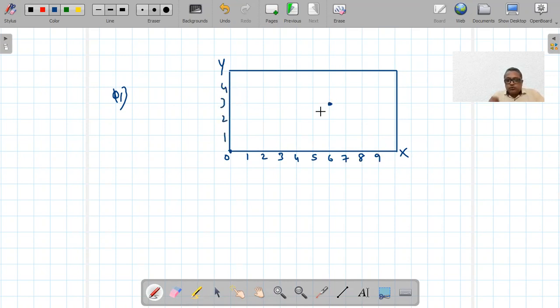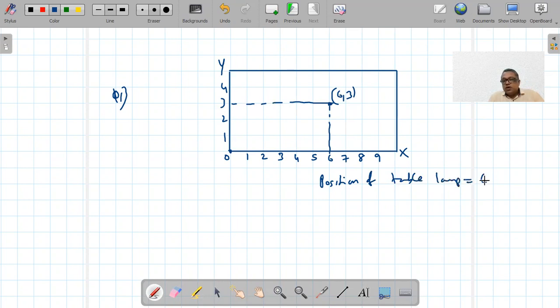Now, if I want to tell the position of the table lamp to another person, this is going to be 6, 3, because when I'm drawing a vertical line, it's intersecting at 6. And here when I'm drawing a horizontal line, it's intersecting at 3 on the y-axis. So the position of the table lamp will be 6, 3. It depends on where you are putting the table lamp. You can put it anywhere. Depending on that, your answer is going to change.